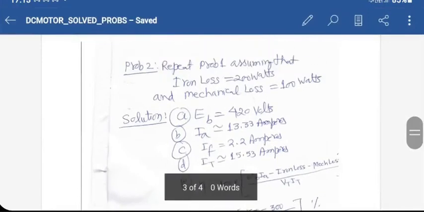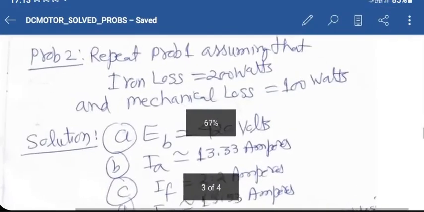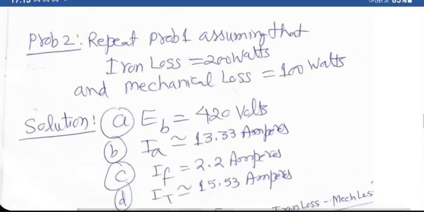Then the next problem is the same problem, but with more realistic description of losses. Repeat problem 1, assuming that iron loss is 200 watts and mechanical loss is 100 watts. EB will not change for sure. It is same as before.